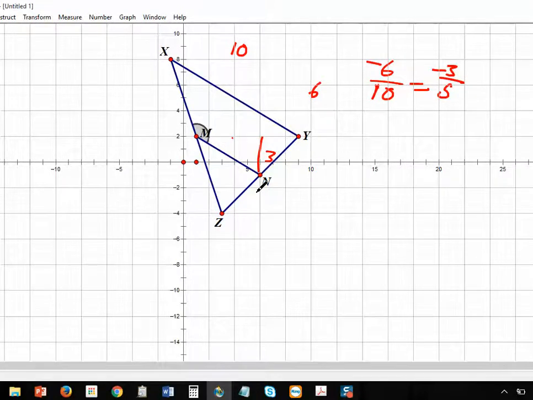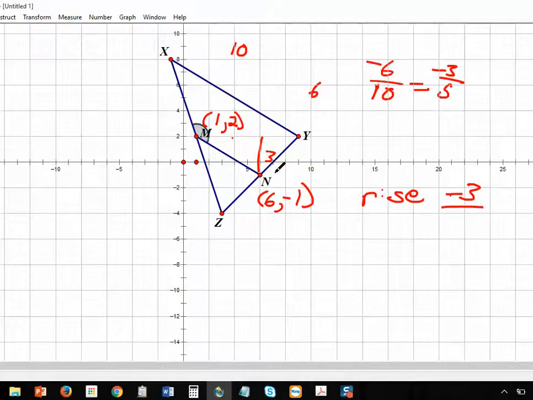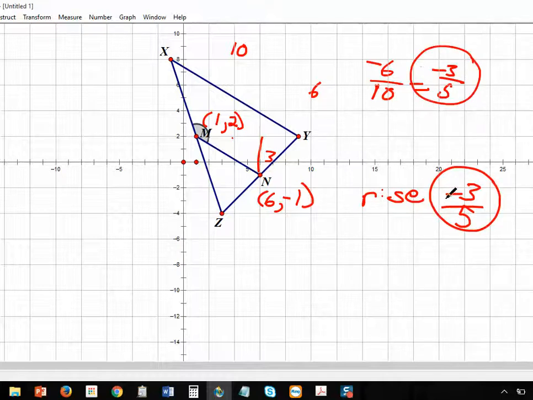Oh, we didn't write the coordinates of M yet. The coordinate of N would be 6, -1. And the coordinate of M is 1, 2. So the rise is from -1 minus 2, which is -3. And the run is from 6 minus 1, which is 5. So they have the same slope. What does that mean if you have two lines with the same slope? It means that those two lines are parallel. So MN is parallel to XY. So the midsegment will be parallel to one of the sides of the triangle.